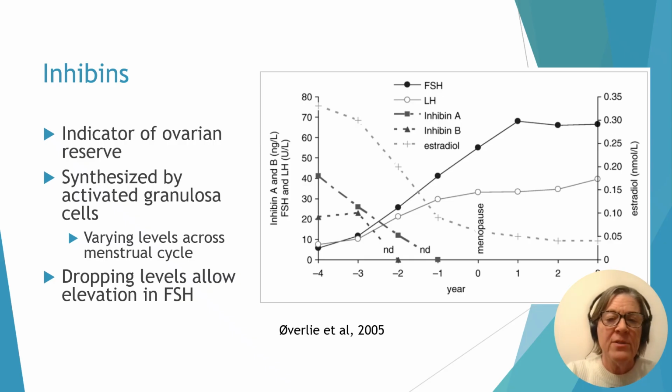And in the graph, what you see is the dashed lines at the bottom left show the drop in inhibin A and inhibin B, and the black line that goes the highest, that's the coincident elevation in the levels of FSH.